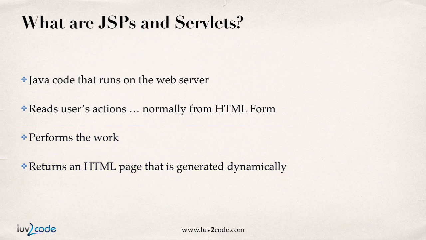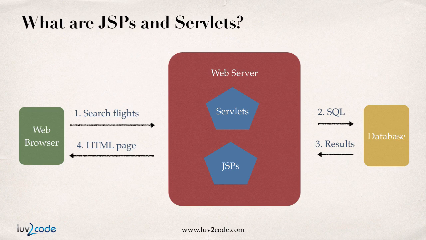So kind of pulling it together with this big picture, our servlets and JSPs could actually run on the web server. They could read flight information, send information over to the database, get the results, and then send back an HTML page. So that's kind of the area where servlets and JSPs can fit in your web application architecture.